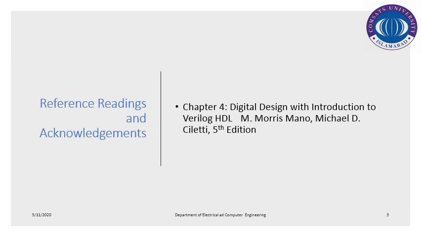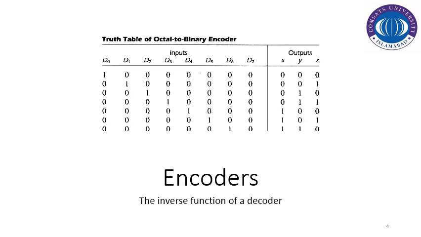To start with today's session, let us first see what encoders are. Encoders are basically the reverse of decoders. As the name implies, it is a circuit that has the ability to encode some information. It receives the input and converts it into coded information. So basically, it performs the reverse of the decoder.